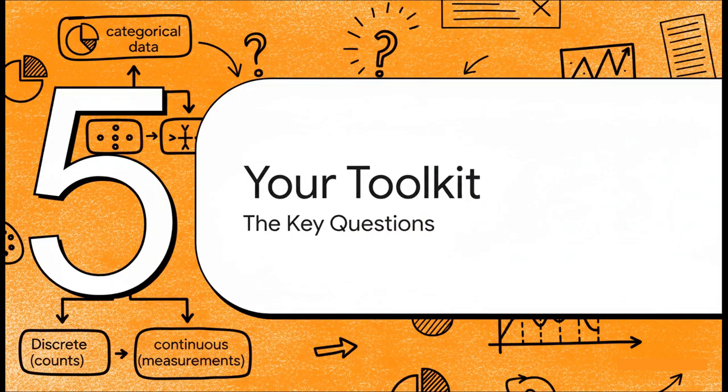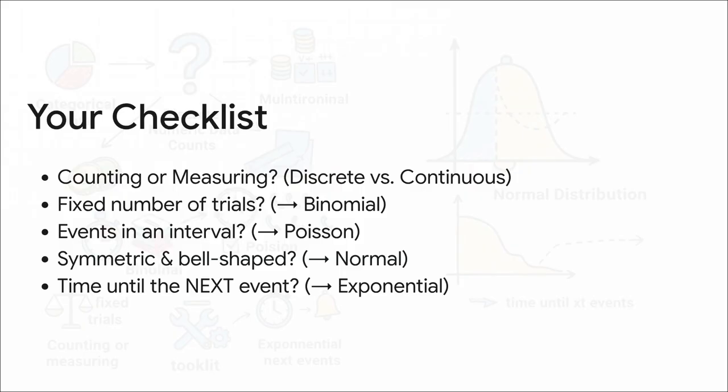Whew, okay, we have journeyed through all three main paths, from categories to counts to measures. So now let's pull it all together into a simple, practical toolkit that sums up all those key decision points for you. So here it is, your final checklist.